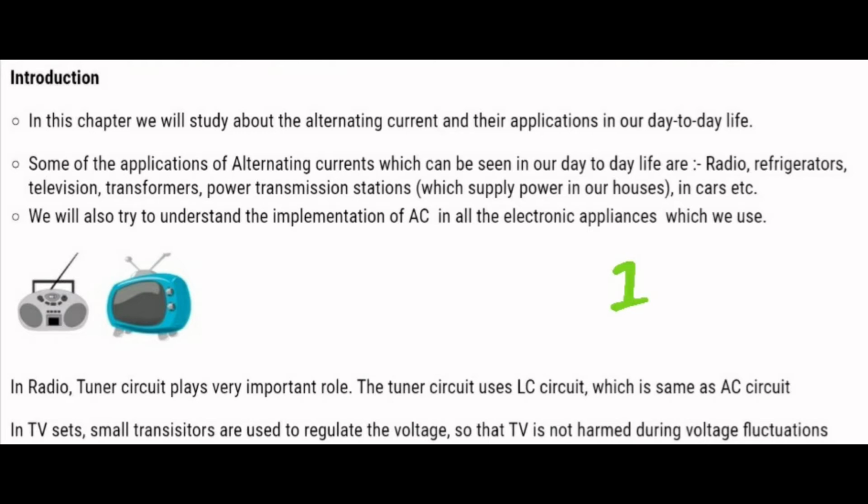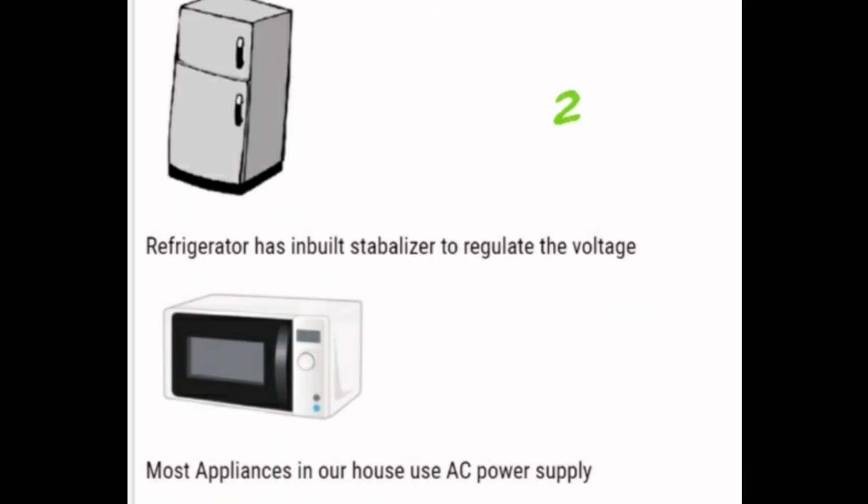In radio, the tuner circuit plays an important role. The tuner circuit uses an LC circuit, which is the same as an AC circuit. In TV sets, small transistors are used to regulate the voltage so that a TV is not harmed during voltage fluctuations. A refrigerator has an inbuilt stabilizer to regulate the voltage. Most appliances in our house use AC power supply.